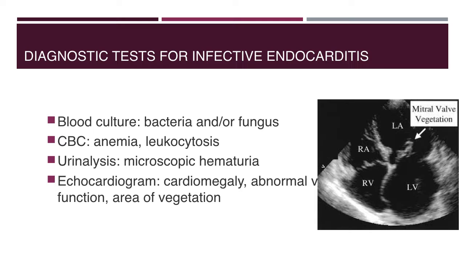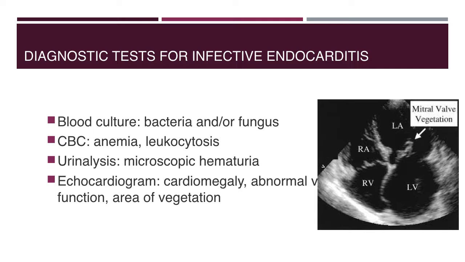and/or fungus, doing a CBC, which would show anemia and leukocytosis. Urinalysis may show microscopic hematuria, and an echocardiogram will show cardiomegaly, possibly abnormal valve function, and areas of vegetation. So if you look at this picture on the right, you can see this sort of abnormal bumpiness compared to the valve on the right side, and that's a vegetation.